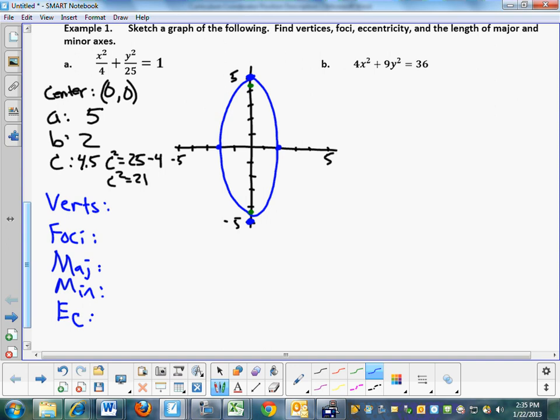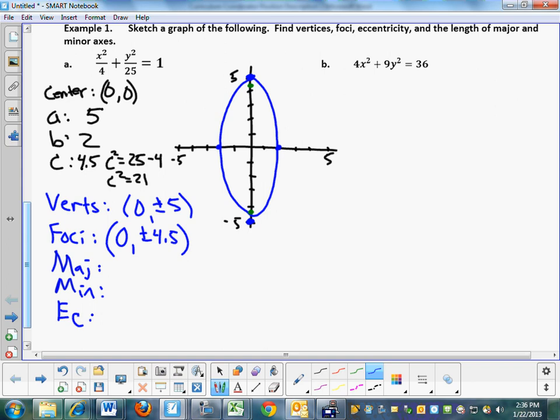Vertices. Just look at it. What is it? Zero plus or minus 5. It's the endpoints of the furthest direction that it's stretched. So instead of writing 2 coordinates, you could just write that plus or minus. That's fine. The foci: 0 plus or minus 4.5.